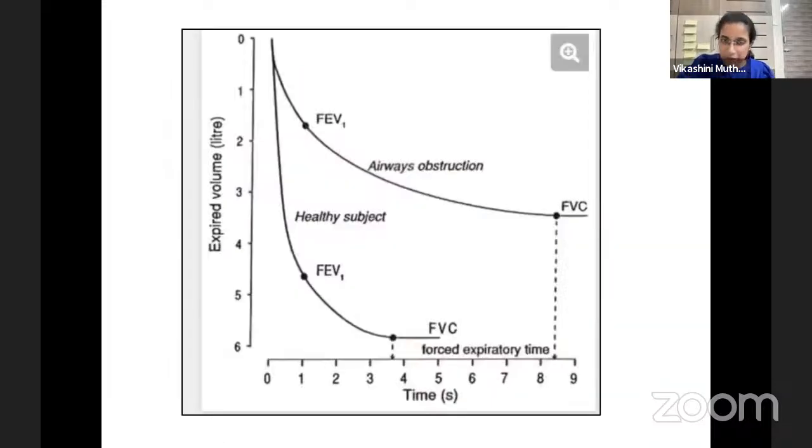This is the same image, the same graph, the same concept, except the x-axis is time and the y-axis is lung volume in liters. But see here, the markings are done in the reverse direction.